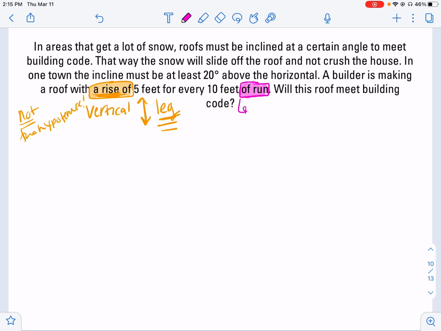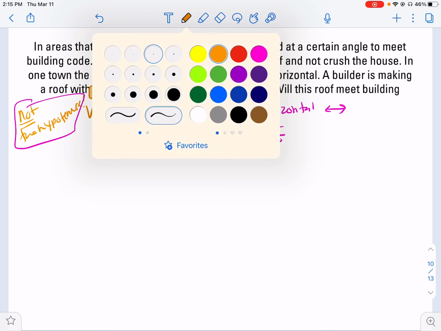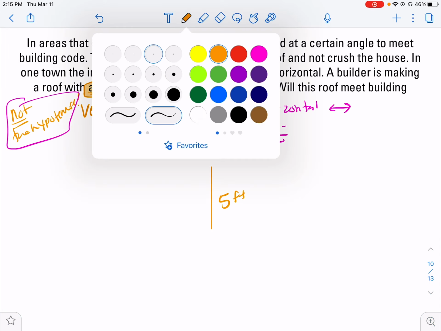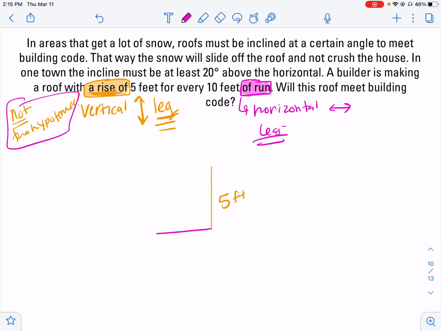Well, the run will always be your horizontal leg. As a reminder, horizontal is side to side. Once again, it's the leg, so it's not the hypotenuse. Rise and run are always your two legs. Therefore, a rise of 5 feet is going to be a vertical line of 5 feet. A run of 10 feet is going to be a horizontal line of 10 feet.